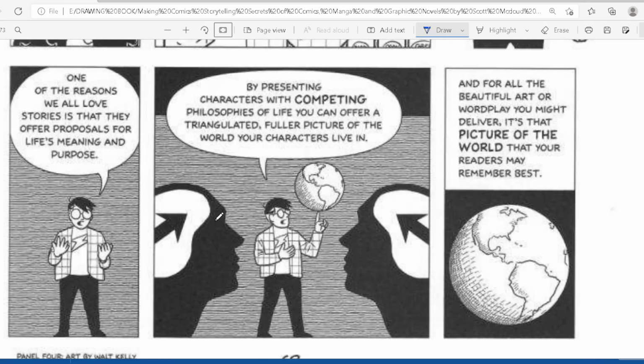One of the reasons we all love stories is that they offer proposals for life's meaning and purpose. By presenting characters with competing philosophies of life, you can offer a triangulated, polar picture of the world your characters live in. And for all the beautiful art of wordplay you might deliver, it's that picture of the world that your readers may remember best.